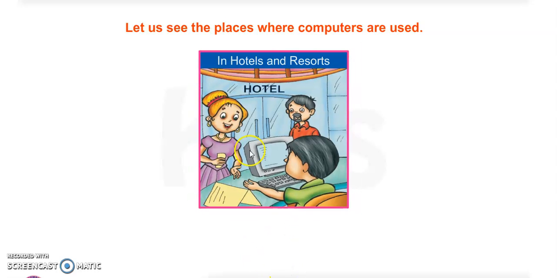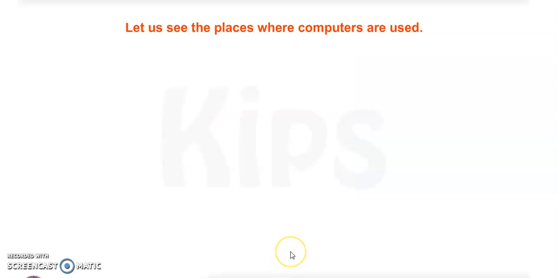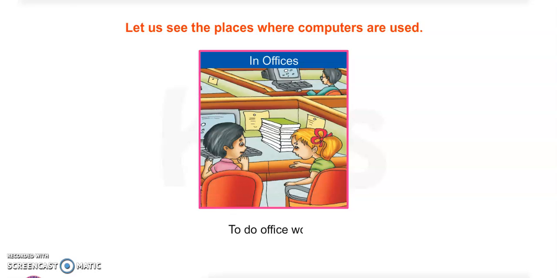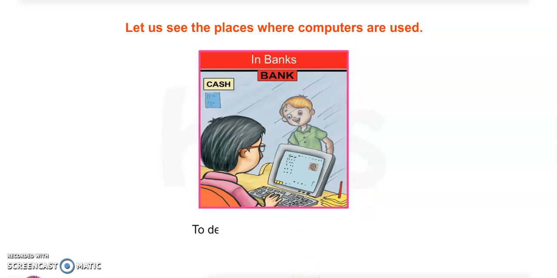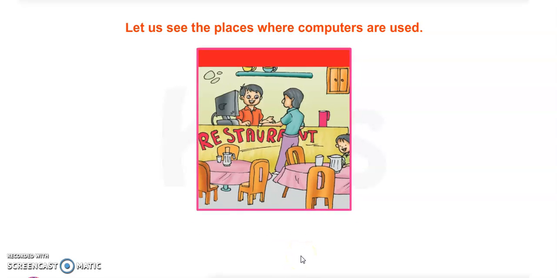Next, computers are used in hotels and resorts to record guest details. In offices, we do office work, typing work, and send emails and messages. So lots of work is done in offices with the computer. Next is in banks, to deposit and withdraw money. They also keep the details of bank accounts, and money is taken out from ATMs. So lots of work in banks also.